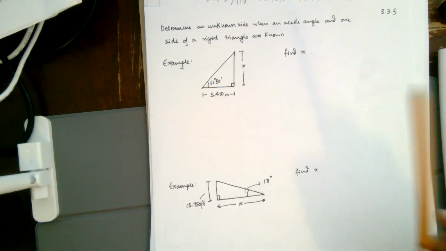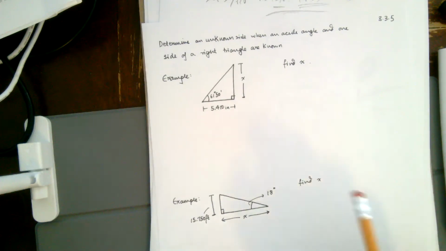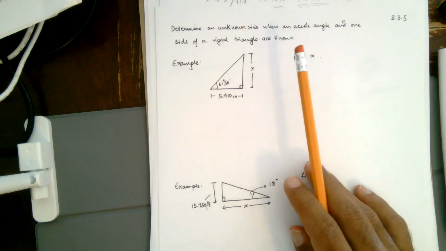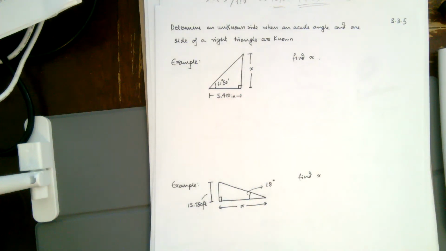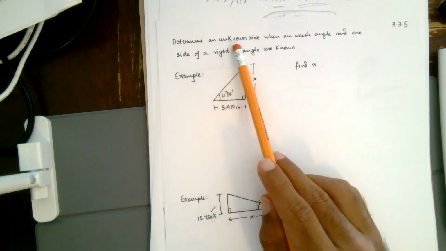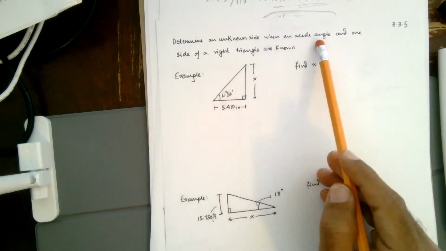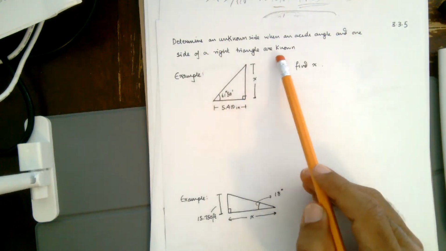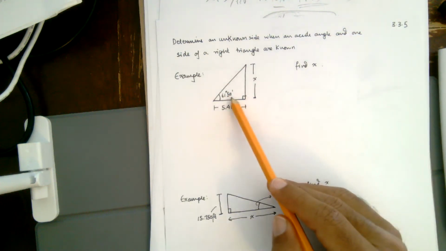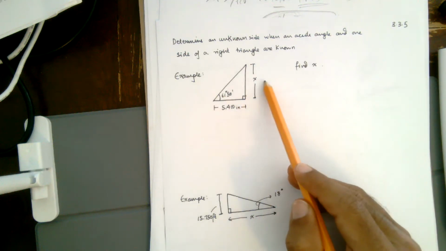This is the last video for day 3. We're going to look at another setup which occurs in practical problems which we cover in day 4. This one is determining an unknown side when an acute angle and one side of the right triangle are known. For example, let's say you know this angle, you know this side, and you're trying to figure this out.